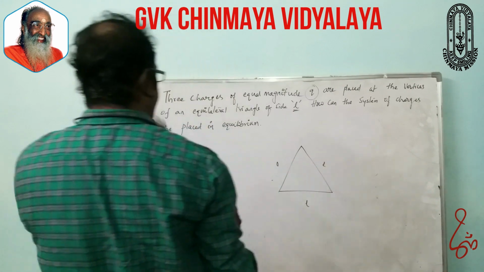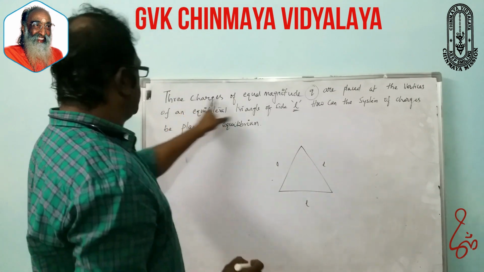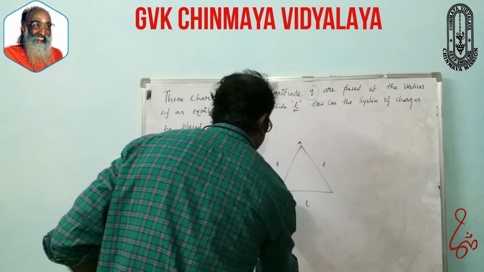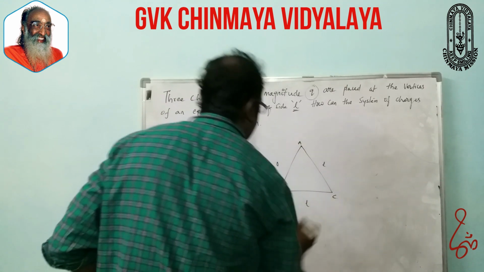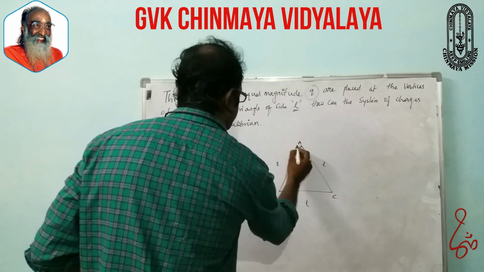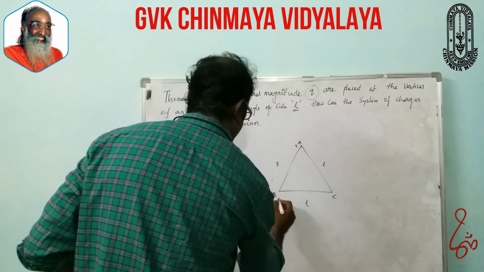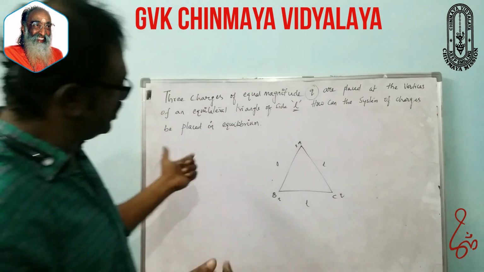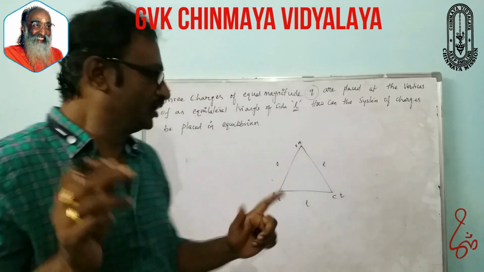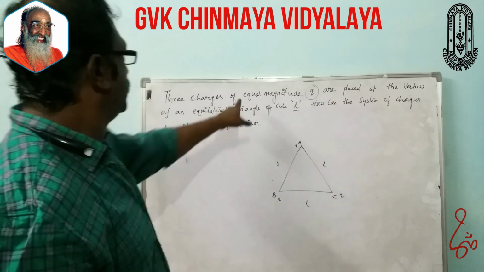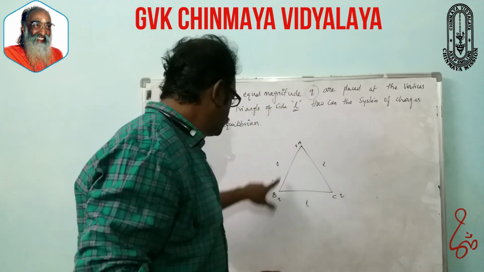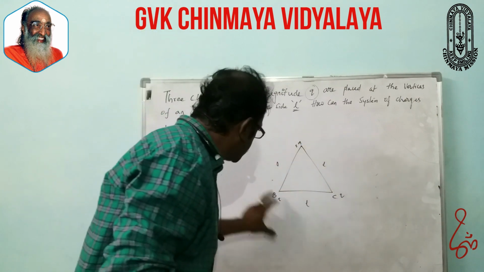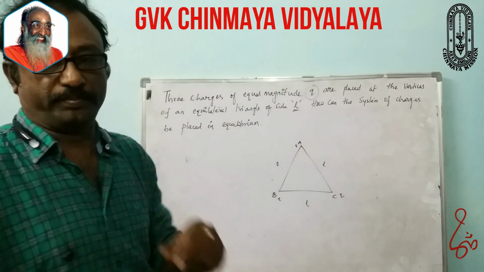Now here, three charges of equal magnitude. Let the vertices be A, B and C. Here the charge Q is kept, and here also Q, and here Q. Equal magnitude means all are of the same sign, so let it be plus Q. Now how can this complete system be in equilibrium?